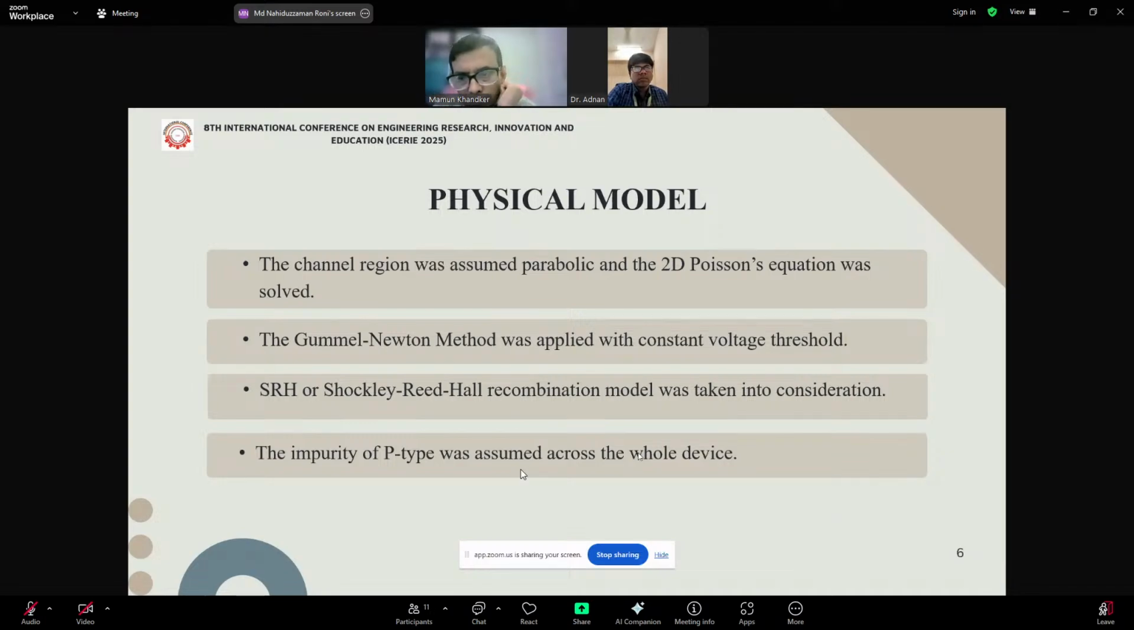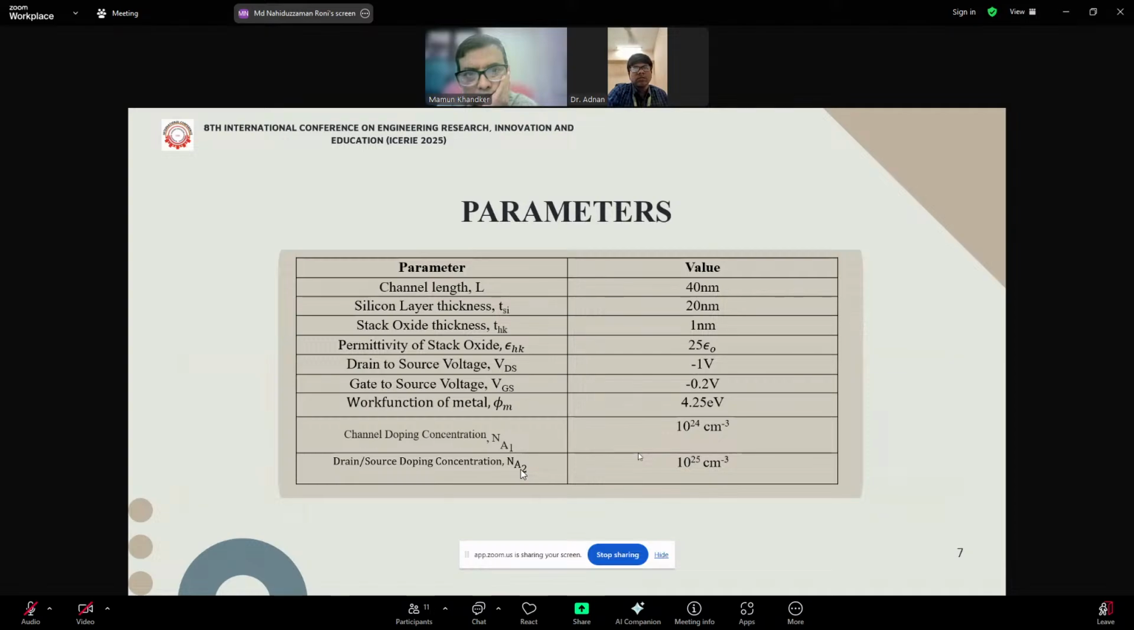For the physical model, the channel region was assumed to be parabolic, and the 2D Poisson equation was solved, with the Gummel-Newton method, with constant threshold voltage and the short-channel effect model taken into consideration. We use P-type impurity in the whole device. Here is the parameter table consisting of different parameters of our device.